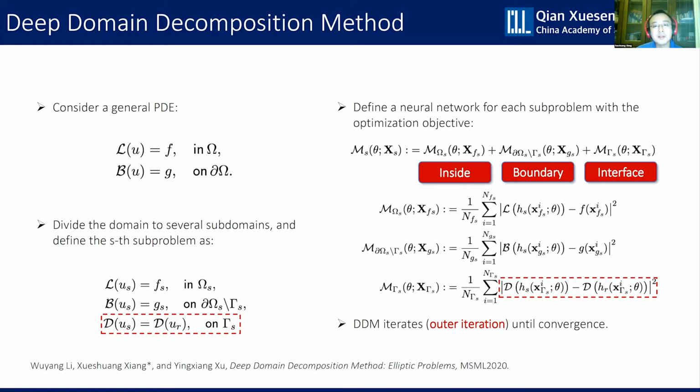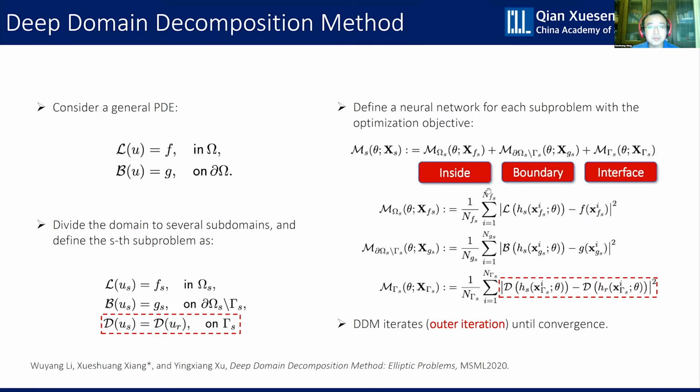And then we define a local neural network for each subproblem with the optimization objective, which includes three parts: the inside part, the boundary part, and the interface part. So then we can use domain decomposition for the outer iteration, and at each iteration we solve these optimization problems. And then we have two kinds of iteration: the outer iteration for the domain decomposition and the inner iteration for training.